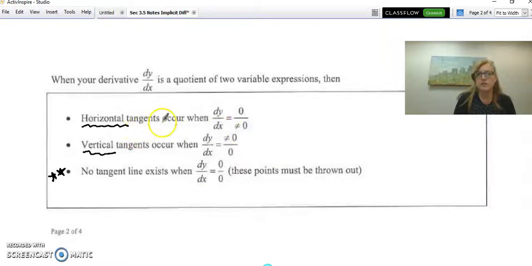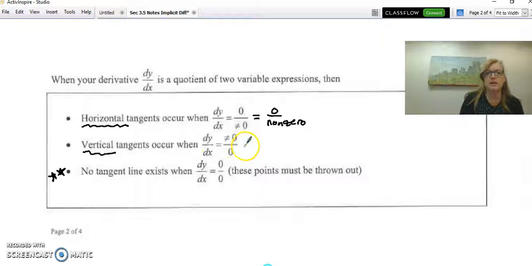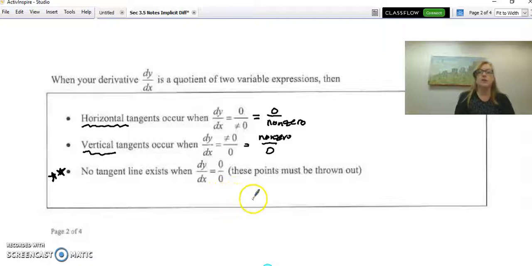So horizontal tangents are going to occur when the derivative, especially if you have a quotient derivative, is 0 over non-zero. I prefer to write it down this way than saying not equal to 0. I'm not a fan of that notation. And the same thing here, you get a vertical tangent when you have a division by 0 where you have non-zero on the top. And then here, be careful, this 0 over 0, that indeterminate form, you have to throw those points out at the end. So you always have to check and make sure that both the top and the bottom are not 0, because then those would be thrown out.